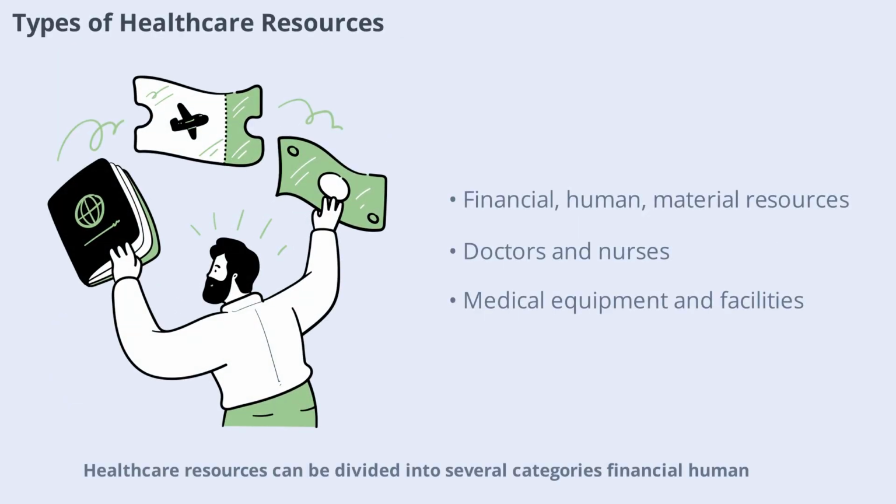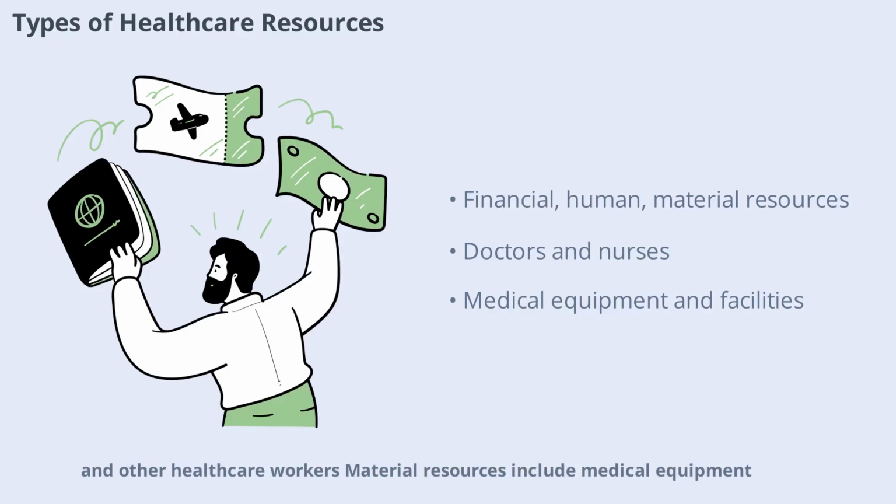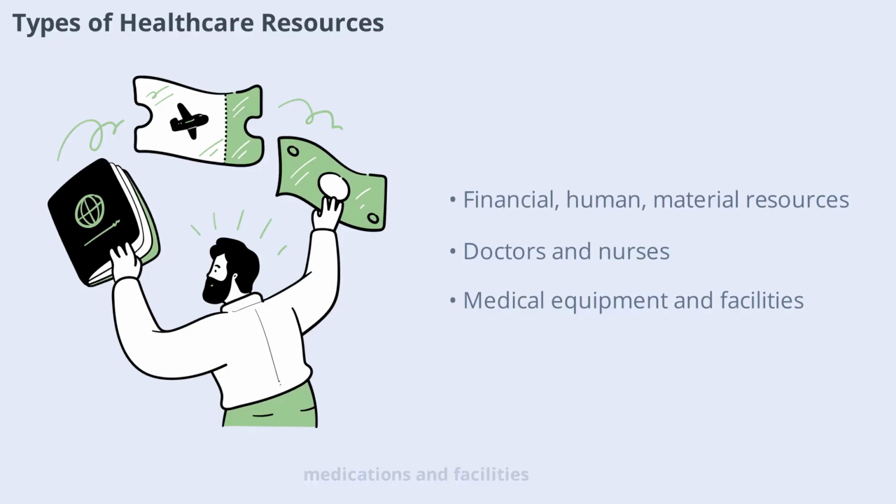Healthcare resources can be divided into several categories: financial, human, and material. Financial resources include funding from governments, insurance, or out-of-pocket payments. Human resources refer to doctors, nurses, and other healthcare workers. Material resources include medical equipment, medications, and facilities. Each type of resource plays a vital role in delivering care. Efficient management of these resources is essential to ensure that healthcare systems can meet the needs of their populations, especially during times of crisis or increased demand.